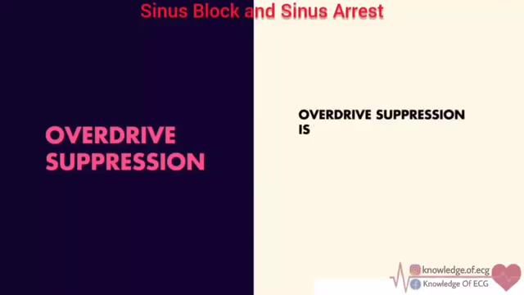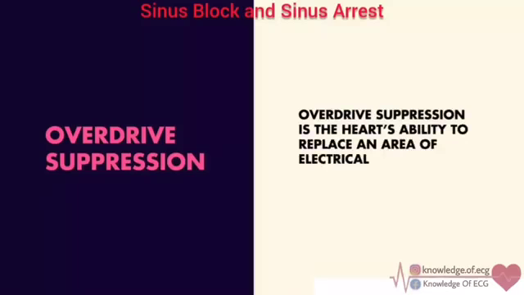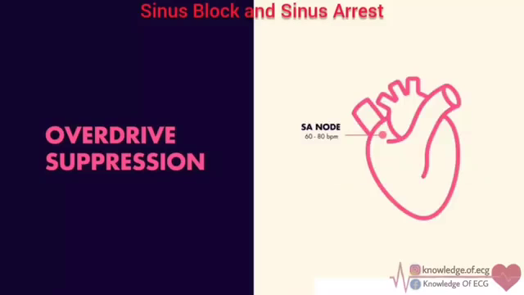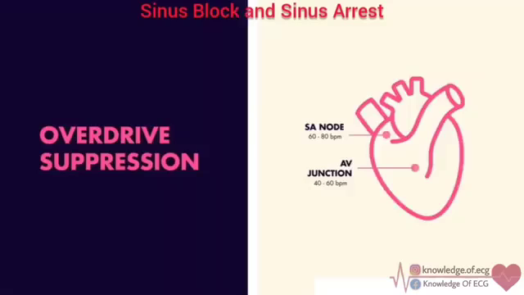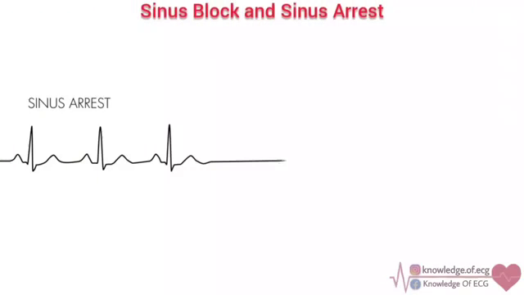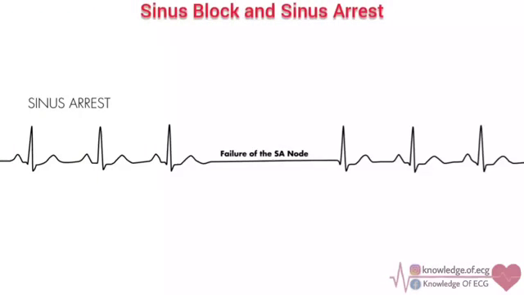Overdrive suppression is the heart's ability to replace an area of electrical automaticity with a faster pacemaker. In this case, when the SA node fails to pace, which it does normally at approximately 60 to 80 beats per minute, then a junctional pacemaker takes over, since it's the next fastest automaticity focus, pacing at about 40 to 60 beats per minute.